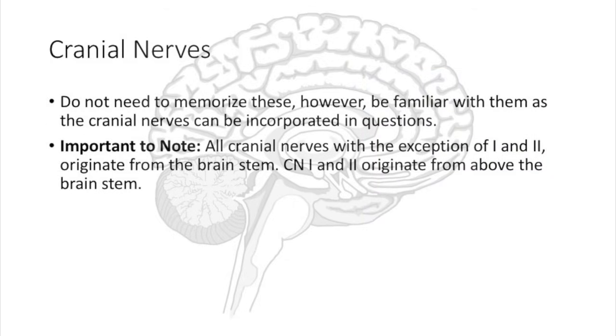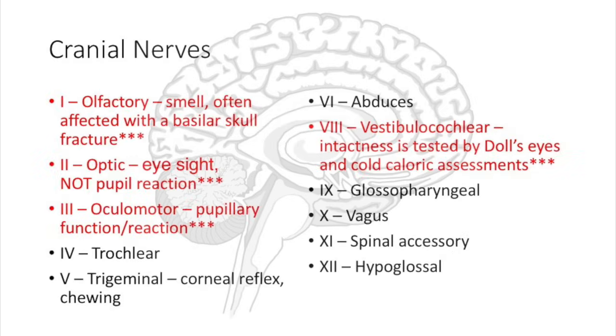One of the testable areas on the CCRN test is the cranial nerves. You don't need to memorize these. However, they are and will be implemented into the questions. It's important to note that all cranial nerves, with the exception of 1 and 2, originate from the brain stem. Cranial nerves 1 and 2 originate from above the brain stem. The ones in red are the ones most tested on.